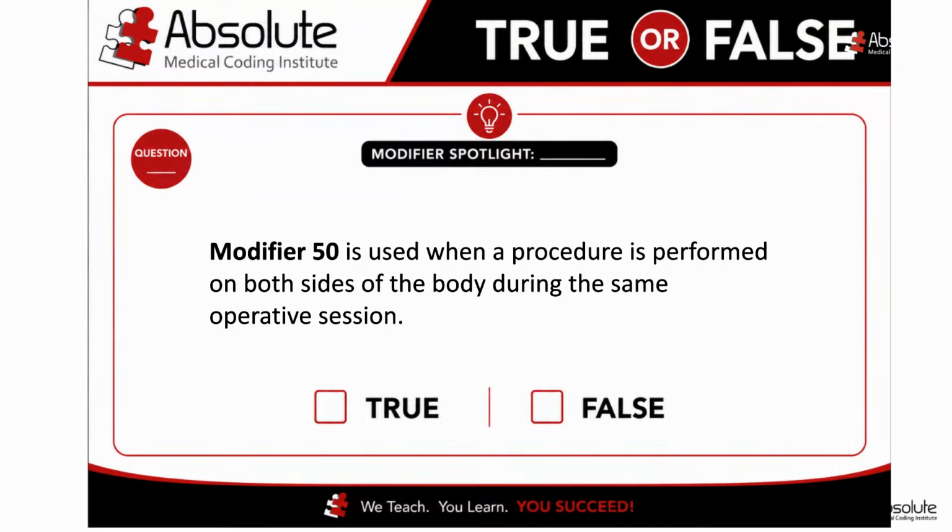Okay, modifier 50 is used when a procedure is performed on both sides of the body during the same operative session. True or false?